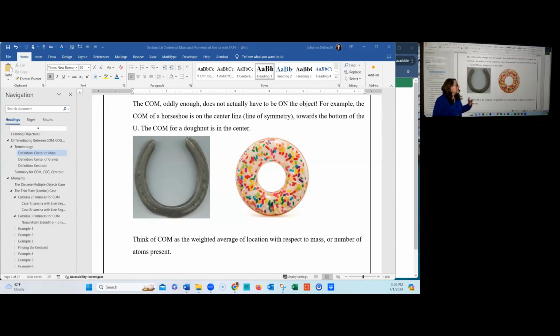Now, the center of mass, oddly enough, doesn't actually have to be on the object. We think about this donut on the right, we can assume that the donut is more or less uniformly dense.